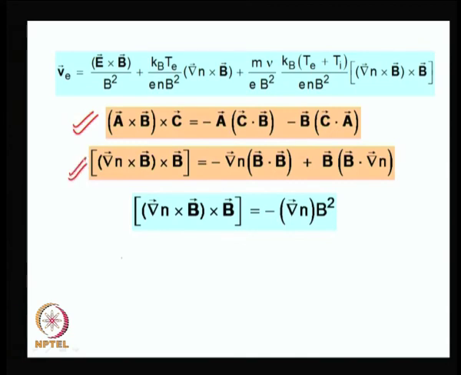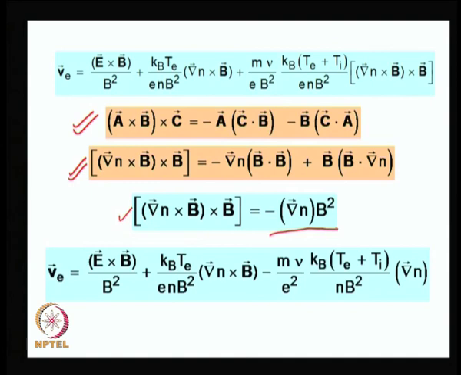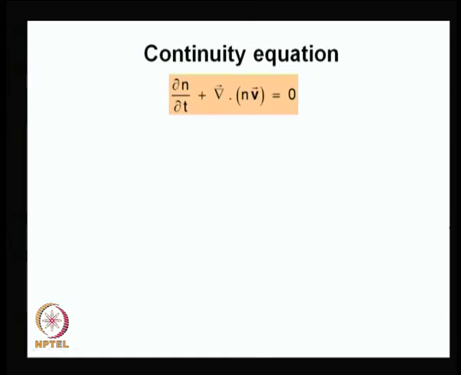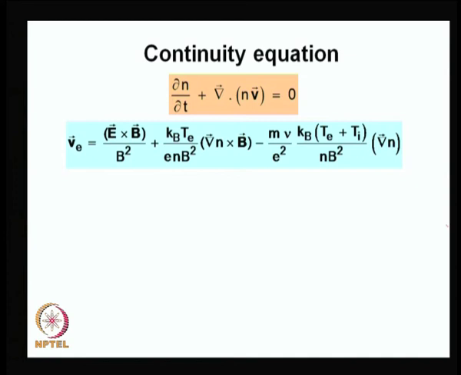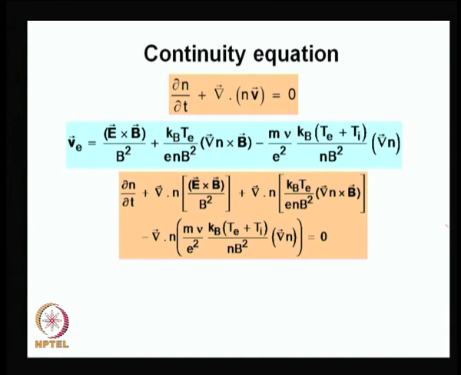Del n cross B cross B is equal to minus del n B squared. So, VE becomes, just substitute this term in the third term on the right hand side, you get an expression for VE. All other terms are the same. Having found VE, we substitute it in the continuity equation the way we did earlier and simplify del dot nV. This is the equation when we substitute VE.